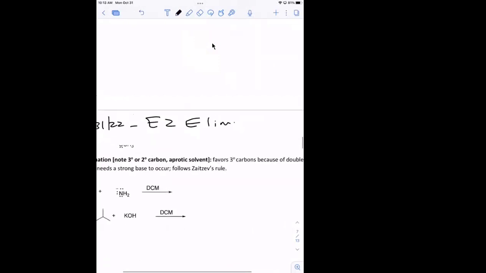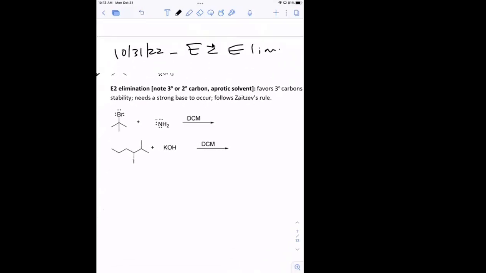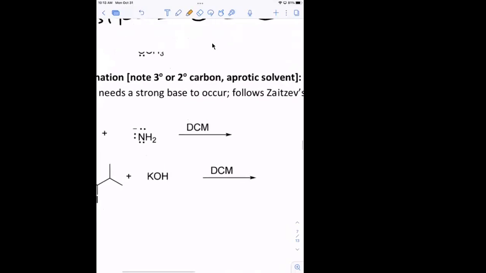All right, so we want to talk about E2 elimination. I'm going to take that bottom example, and that's what we're going to work through, because it's going to help us answer a bunch of questions about the E2. The first characteristic I want to talk about is the actual substrate. You want that substrate to be either tertiary or secondary. And that's on purpose.